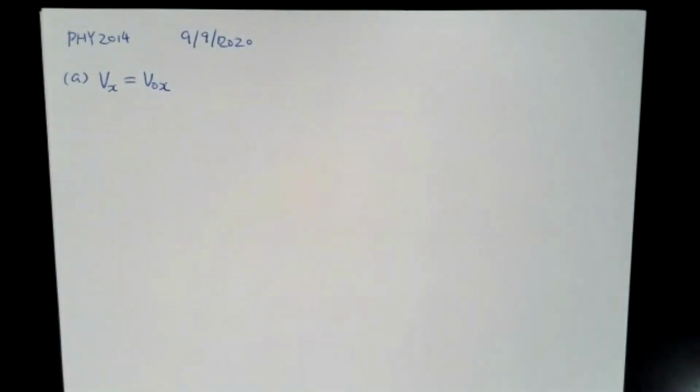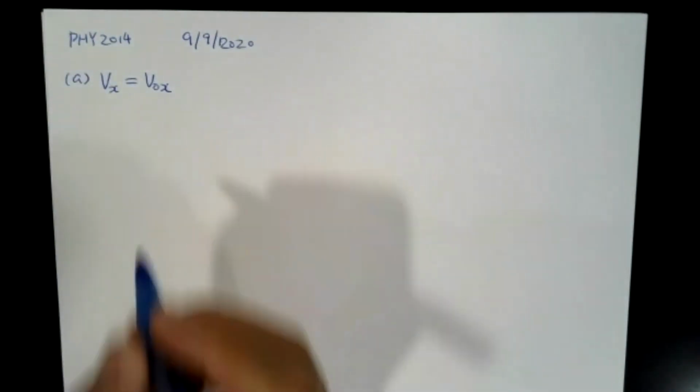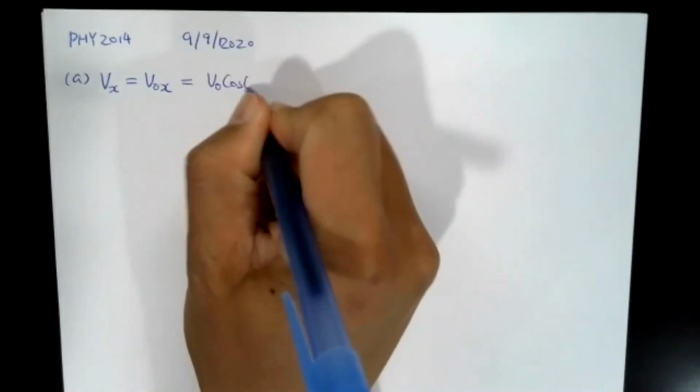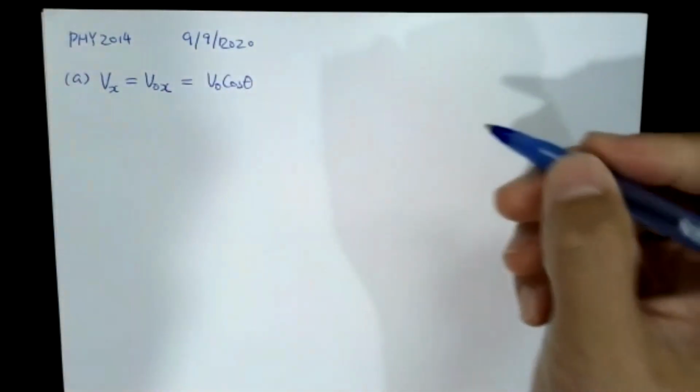So part A is asking what would be the horizontal component of velocity before it's caught. If you look at the equations of motion for the horizontal component, the velocity in x is just equal to its initial velocity. The initial component will be V0 cosine of the angle. We are given the angle.